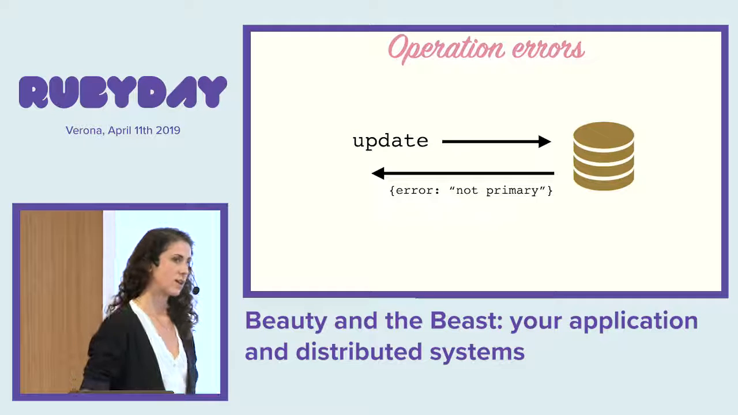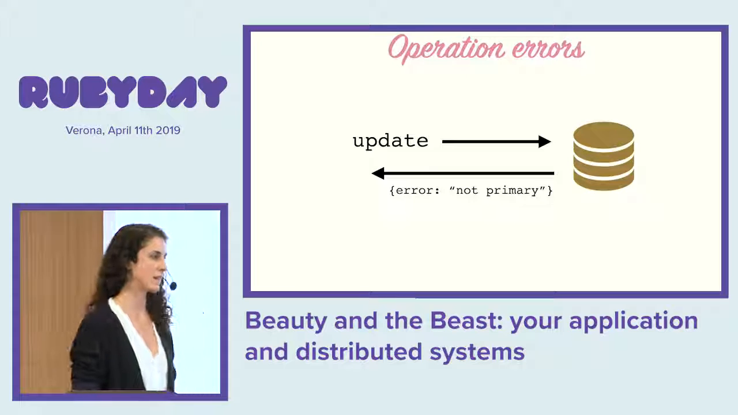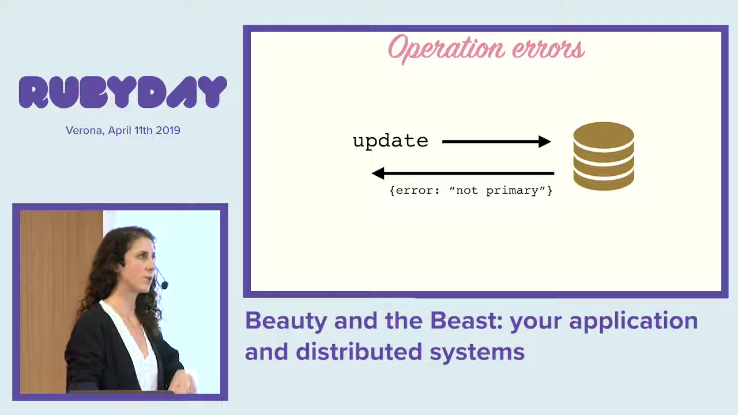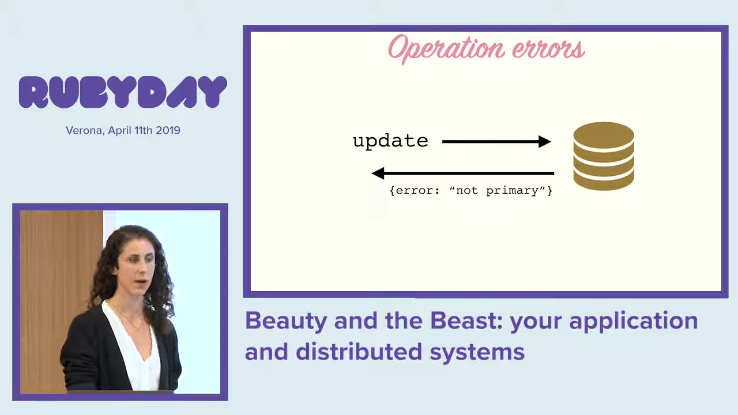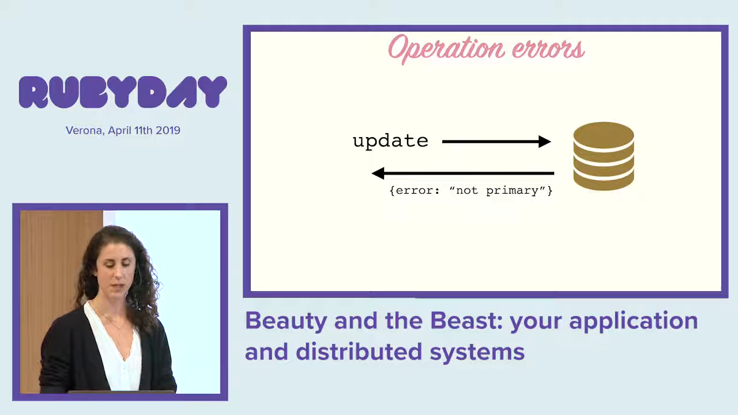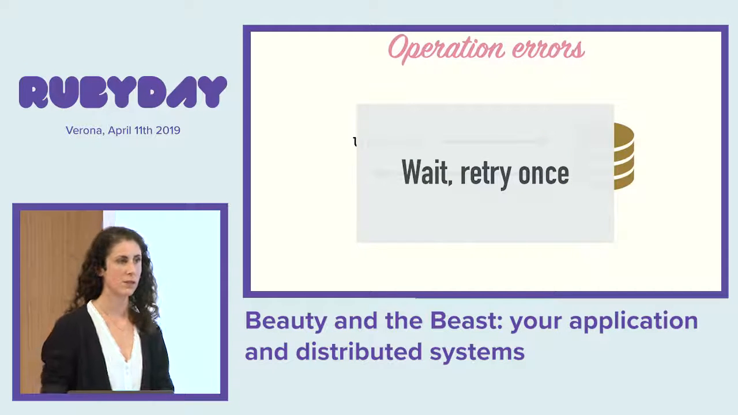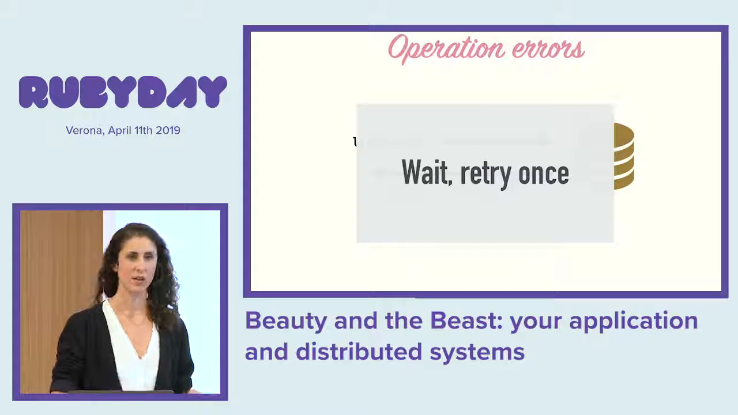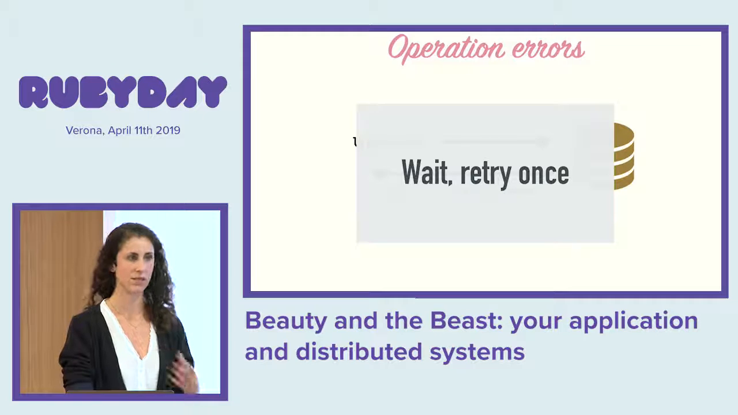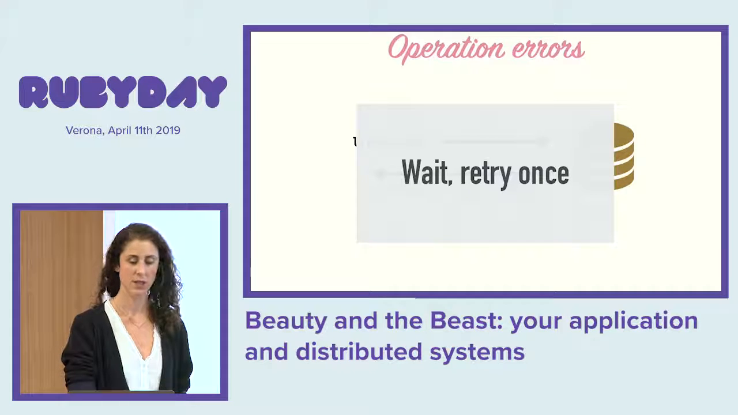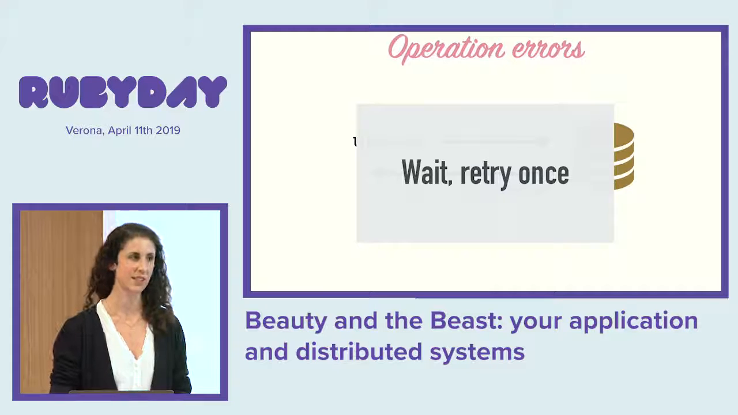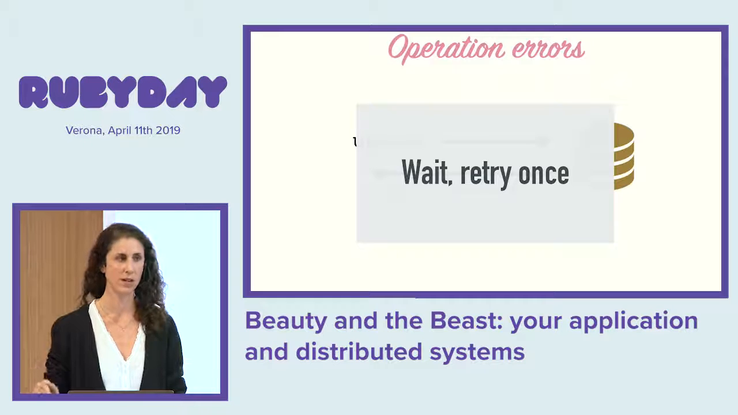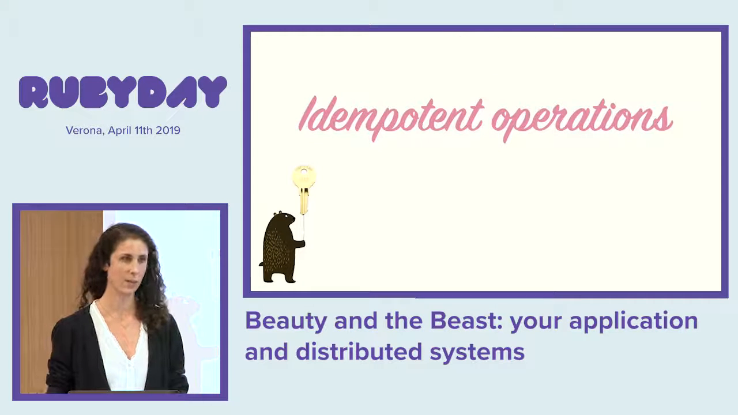But then this error, not primary, this error indicates, as I said before, that an election might be in course. So if you wait a little bit, you might be able to discover the primary after that period of time has elapsed. So in this case, you might want to wait and then retry once. So hopefully you see by now that there's no one-size-fits-all for all of these error scenarios and all of this business logic and all the types of operations. But there is a key and there's a secret to being able to write code that covers the most number of scenarios possible. And that's idempotent operations.